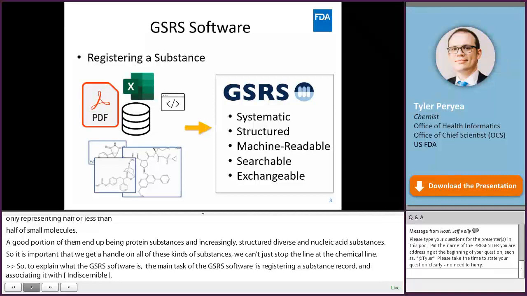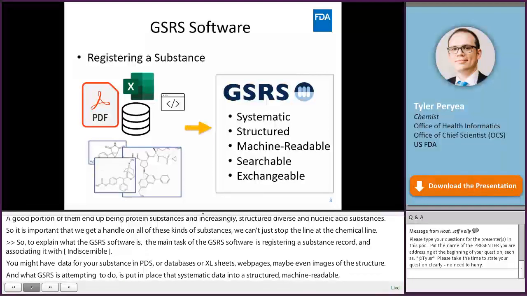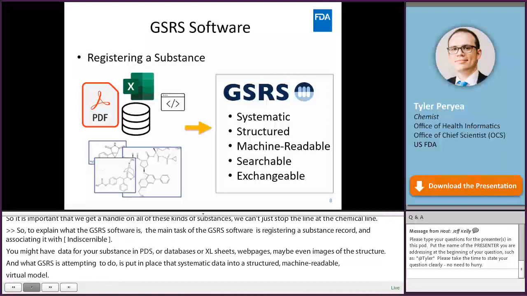And what GSRS is attempting to do is to give a place to systematically put that data into a structured, machine-readable, searchable, and exchangeable model that you can use for discussing the substance information, but also just for creating unique identifiers and tagging important information to that substance.